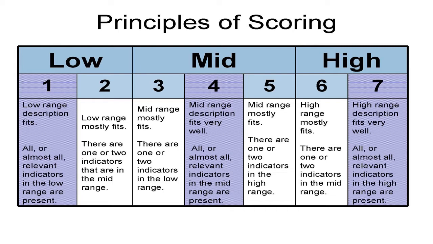This is kind of what I just read, kind of in an overview. The low scores are 1 and 2, like I said, and that means we rarely saw anything. All or mostly all relevant indicators in the low range are present. In other words, we're seeing the things in the low end. 3, 4, and 5 are the mid, where sometimes we're seeing these things, but not enough to give it a high score. And the high scores, of course, are the 6 and the 7. And this one gives you the highest score that you can get, which would be a 7.